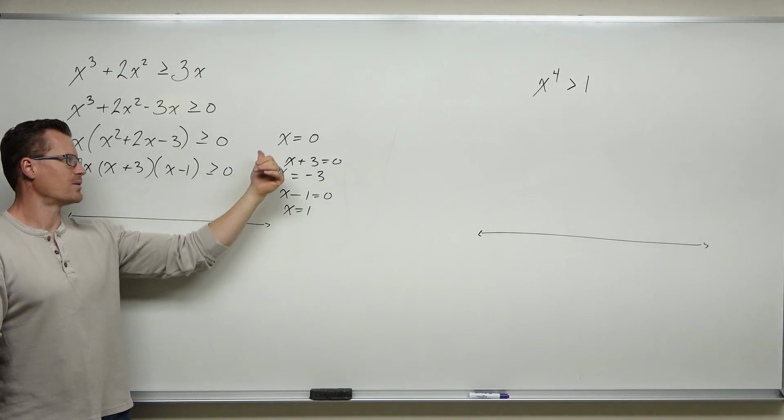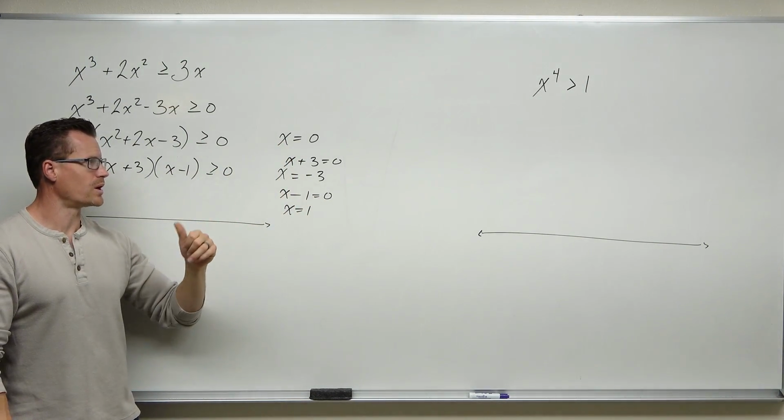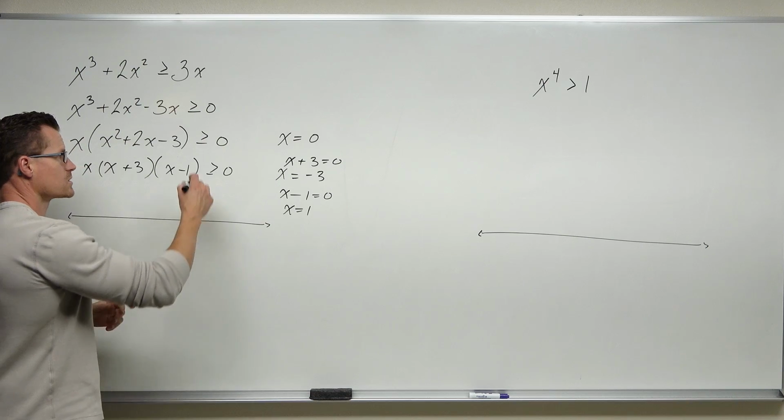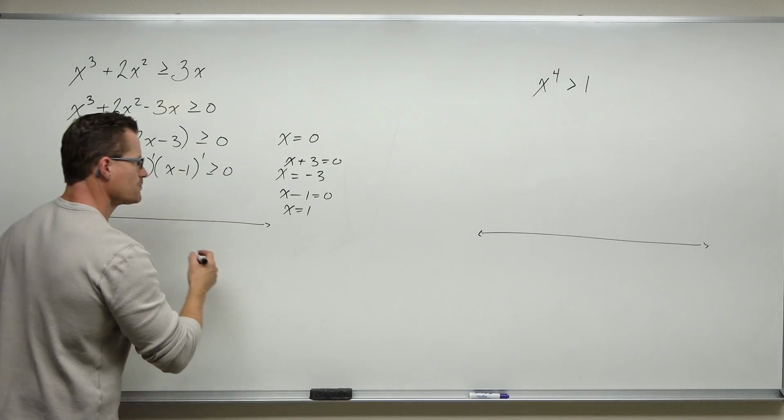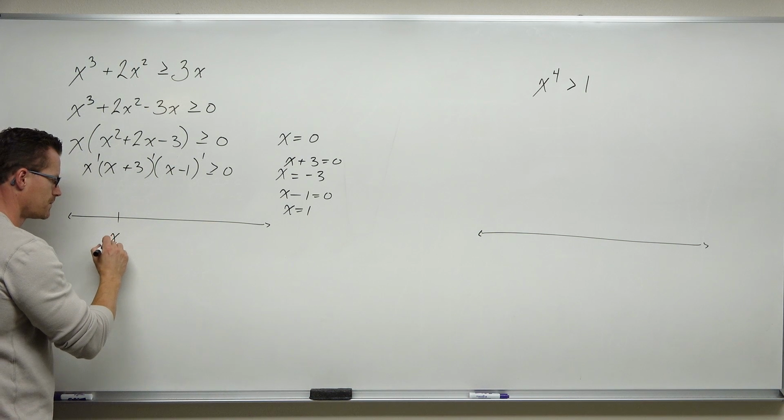We solve them, not too bad. We got 0, we got negative 3, we got positive 1. All of them are crosses. So that's a power 1, power 1, power 1. All of them are crosses. All we got to do is put them in order.